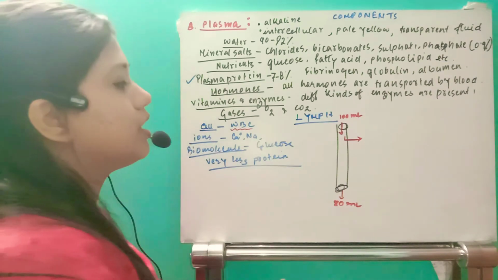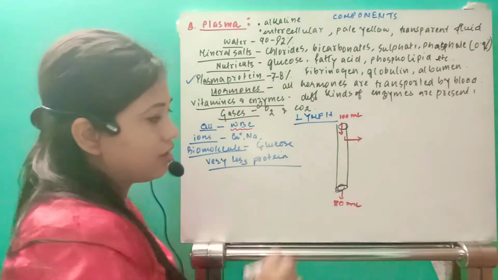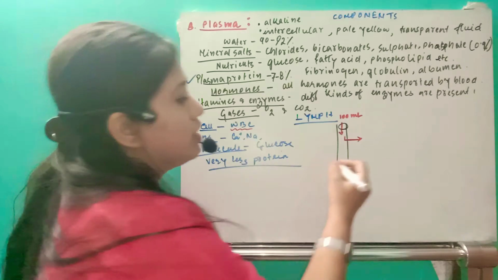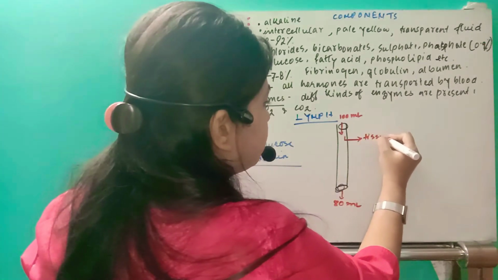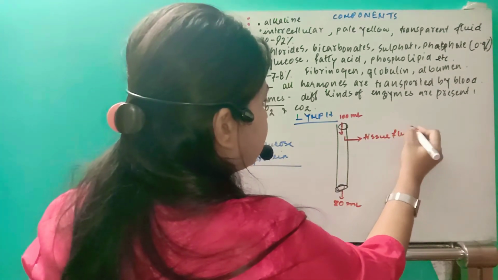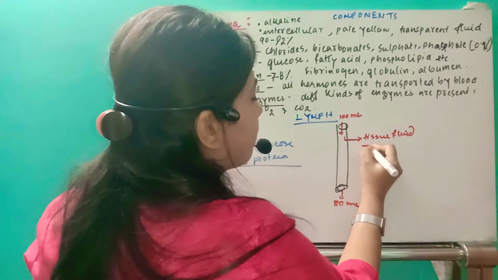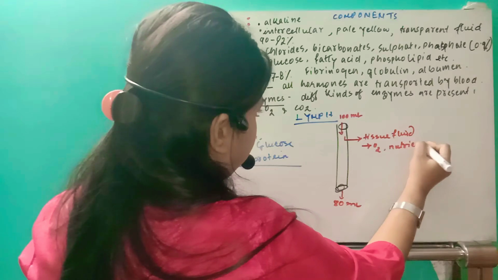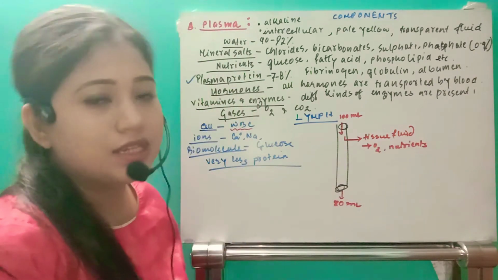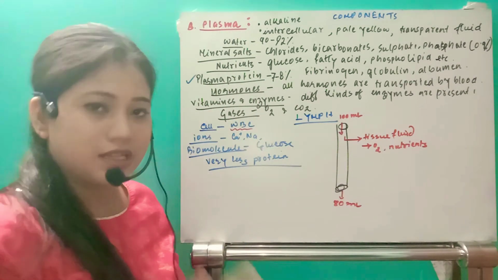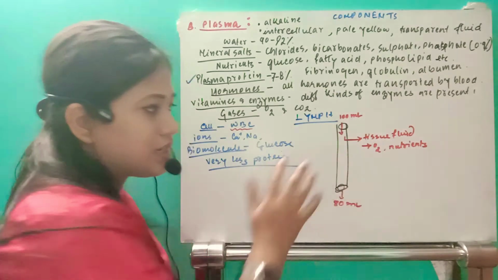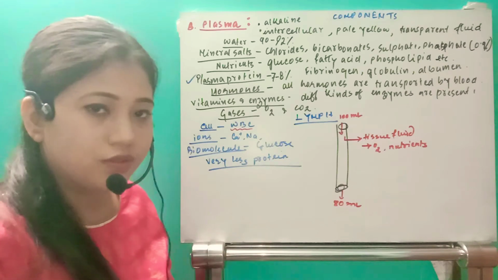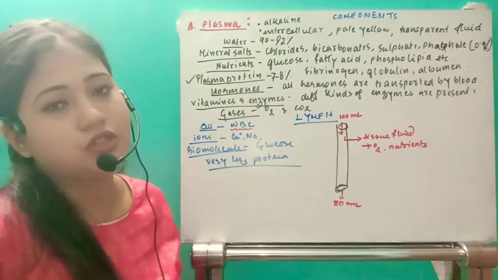So whenever we see a blood vessel, some amount of blood coming outside from that blood vessel will be known as the tissue fluid. And that tissue fluid is going to have a high level of oxygen and nutrients. This is the same fluid. Whenever it is present inside the blood vessel, we call it plasma. Whenever it comes out of the blood vessel, we call it tissue fluid.